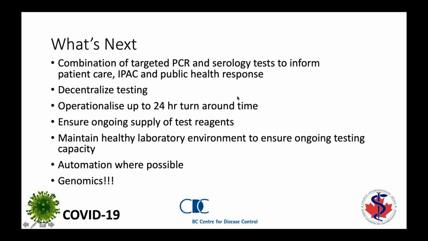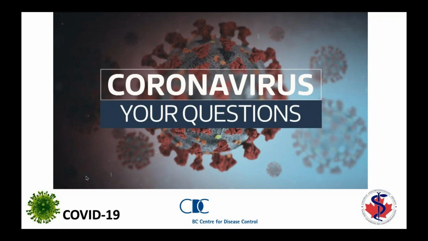So what's next? We'll continue to evaluate the role of targeted PCR and serology for patient care, infection control, and public health response. Decentralizing testing, improve turnaround time. Key challenges are ensuring supply and ensuring laboratory environment, as well as healthcare workers and frontline folks. Automation where this possible, and then we're evaluating the role of genomics to inform next steps. And over to you for questions.